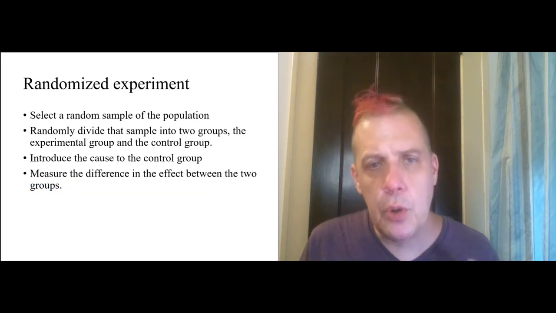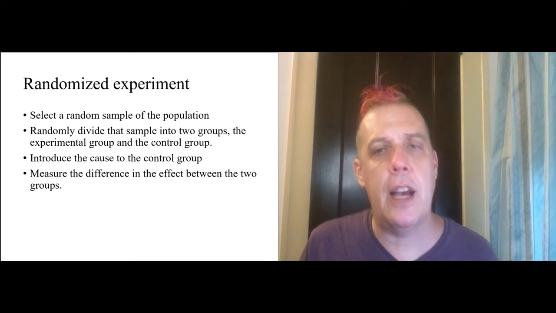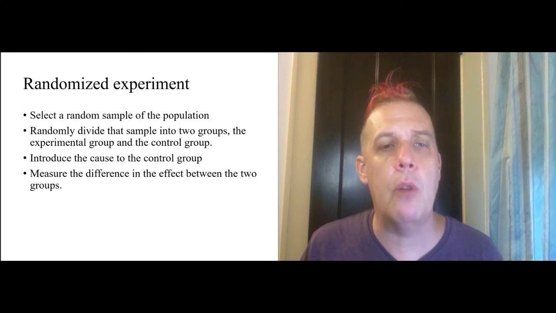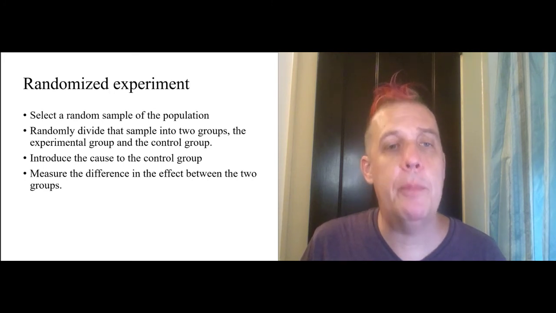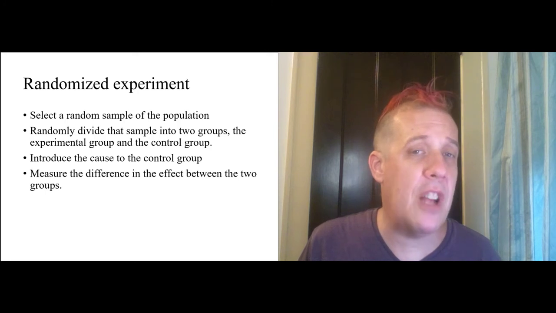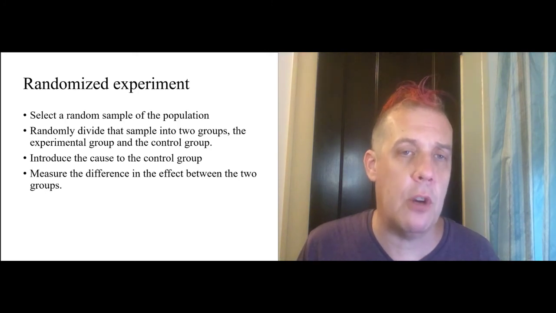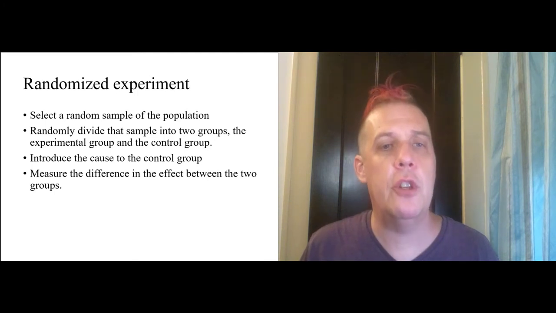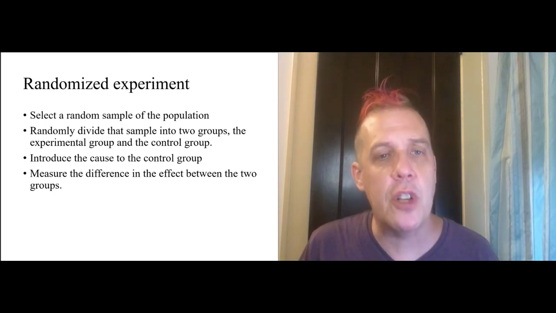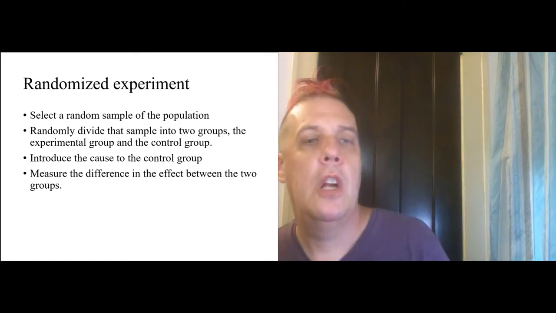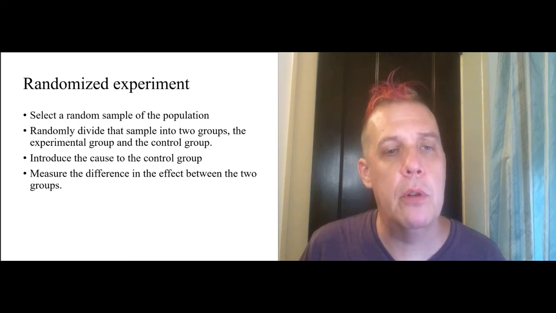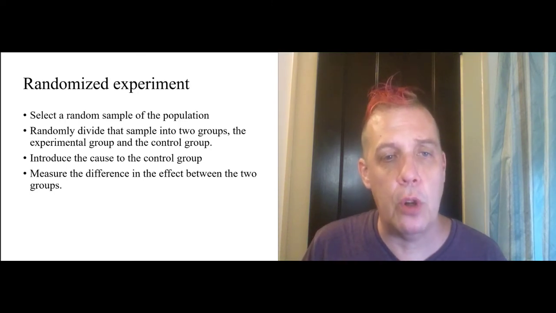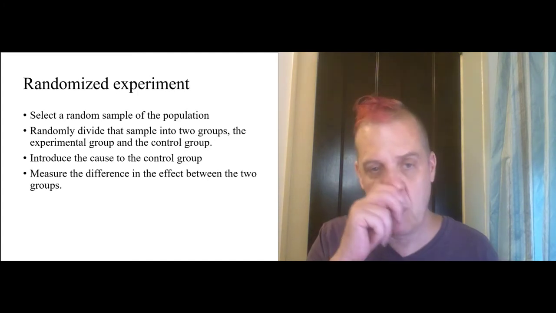Now, you should be familiar with this, but I want to emphasize it because again and again what you see is people not really understanding how science works. You select a random sample from a population you want to study. Except sometimes it's not actually the population you want to study. Sometimes it is a representative, a model of it. For instance, you may have a random sample of rats when actually you want to study people. You randomly divide that sample into two groups, the experimental group and the control group. You introduce the cause to the experimental group, and then you measure the difference between the two groups.